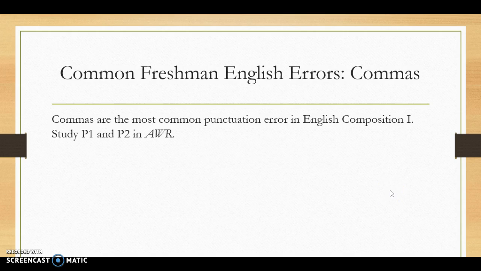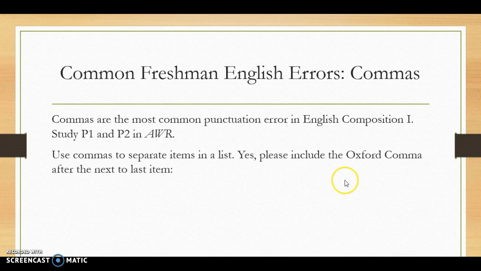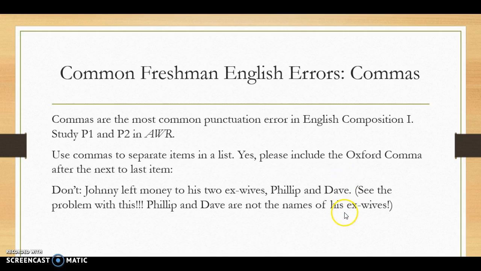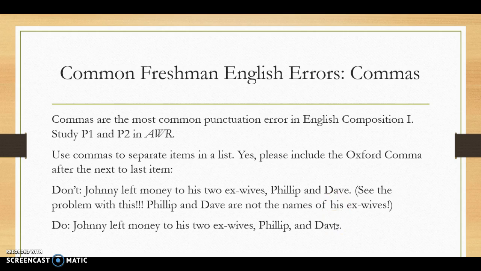Commas are probably the top error in freshman English easily. So please review P1 and P2 to make sure that you are using commas properly. We separate items in a list. Please use the Oxford comma after the next to last item. Look at the reasons why we do this. Johnny left money to his two ex-wives, Philip and Dave. When you don't have this extra comma here, it can cause confusion. It looks like Philip and Dave are the names of his ex-wives, and we know they're not. So, Johnny left money to his two ex-wives, comma, Philip, comma, and Dave.